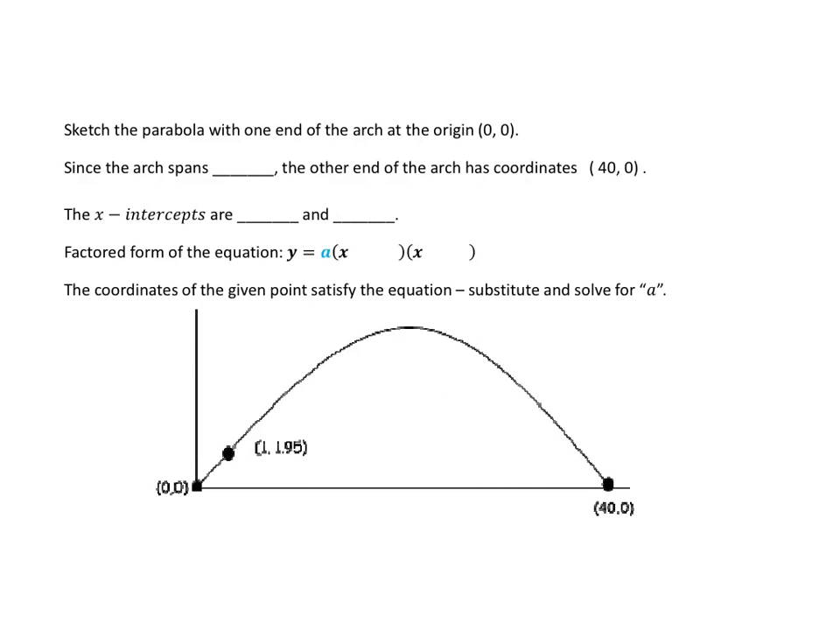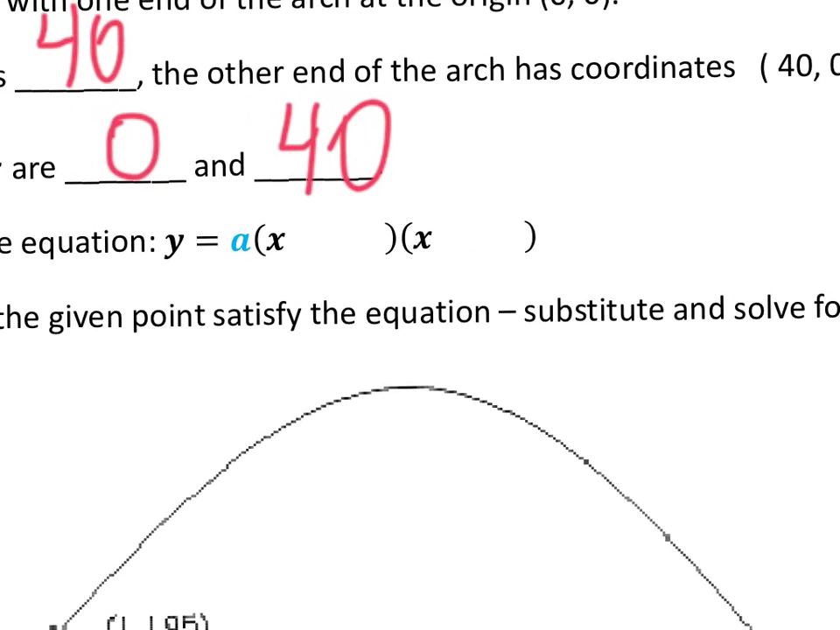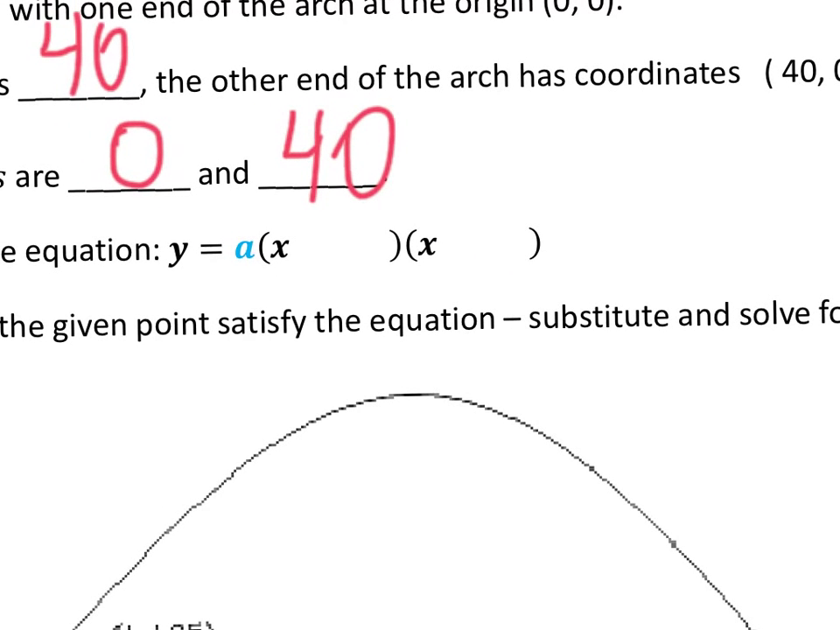The first thing that you want to do to look at this question is sketch the parabola with one end at the origin, just like I did here. So this is just a better diagram of the one previous. The arch spans 40 meters, and the x-intercepts here are 0 and 40. The factored form of this equation is going to be using our x-intercepts.